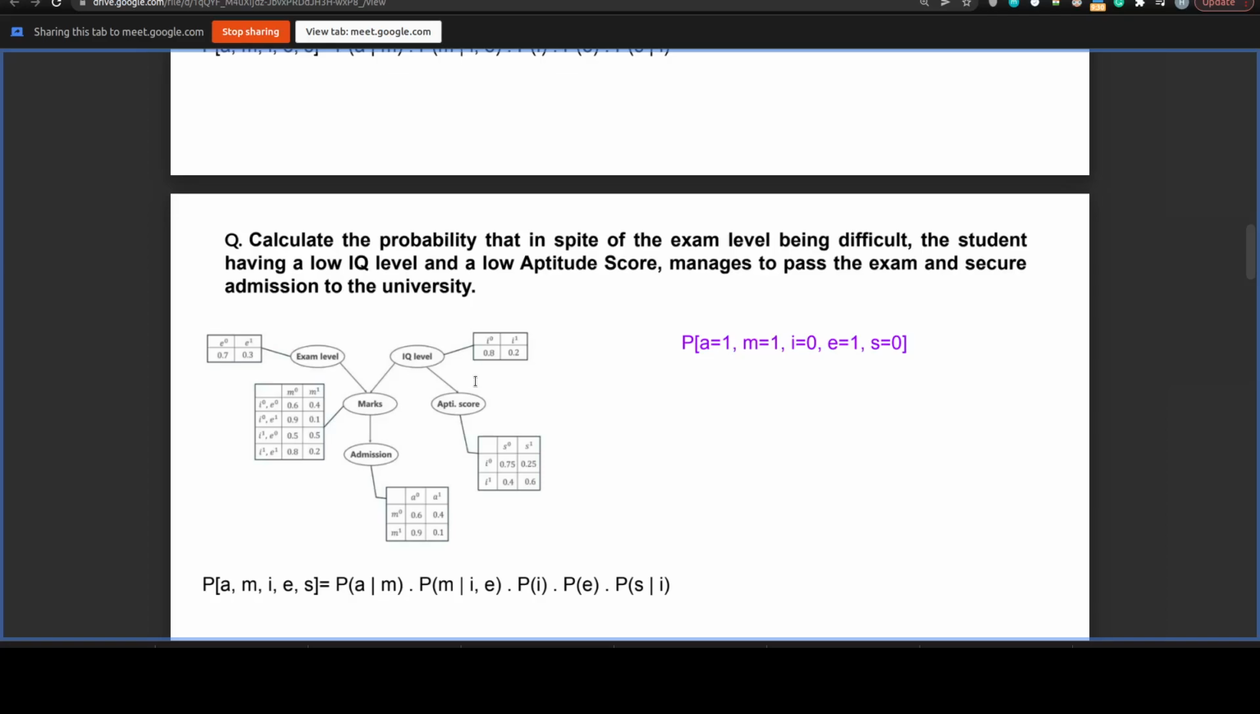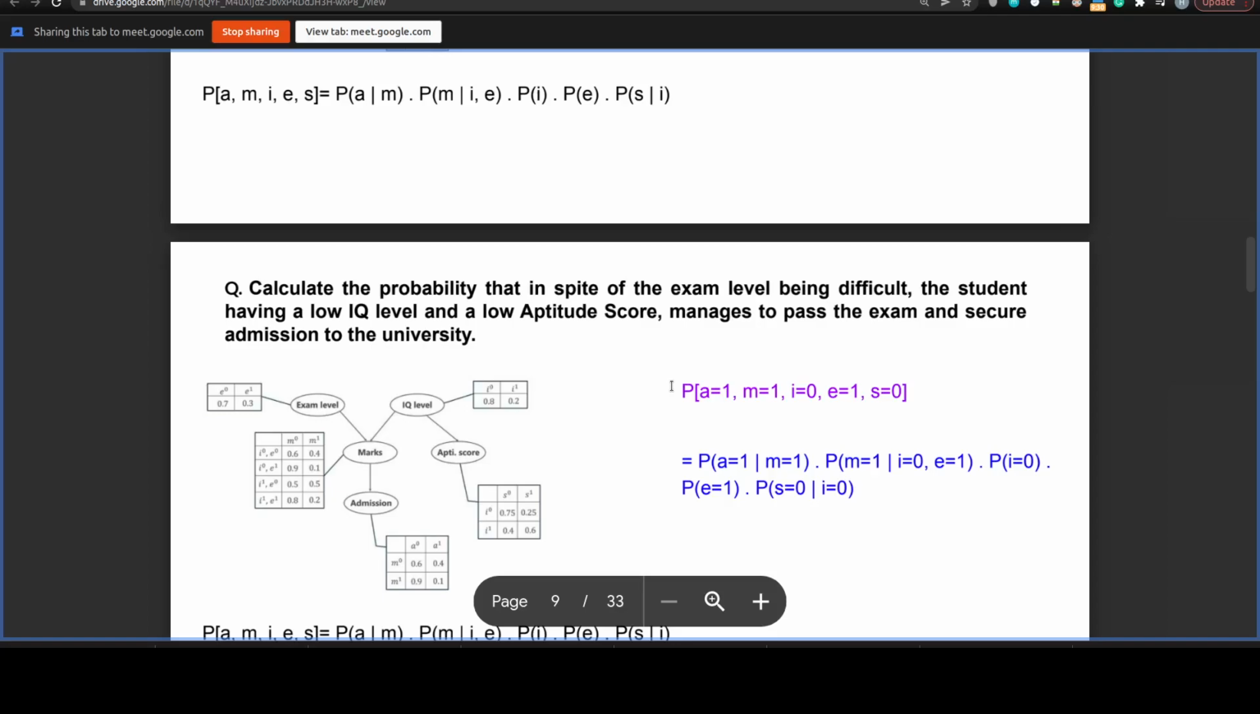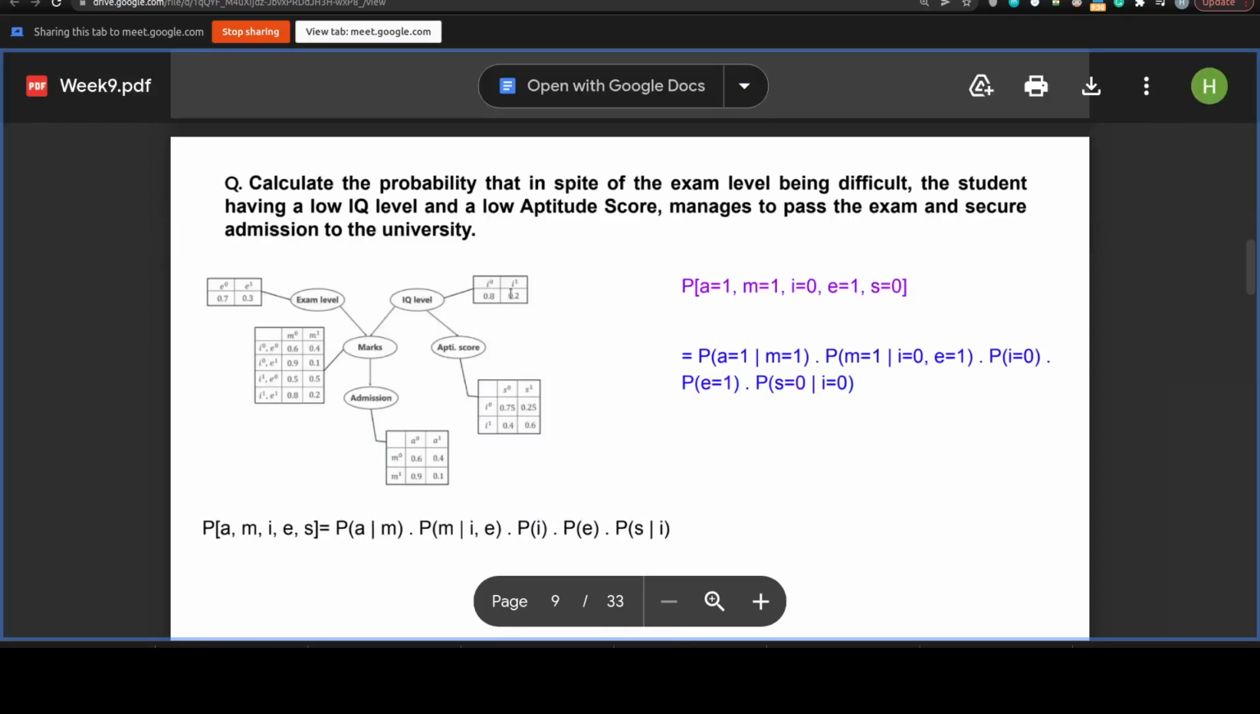So what we will do is we will initialize the values like what we want. So we want P of I equal to 0, P of E equal to 1, S equal to 0, I equal to 0, right? So we can decompose this in this form, and we will put the values of all these variables, right? All these variable values are given in this table.